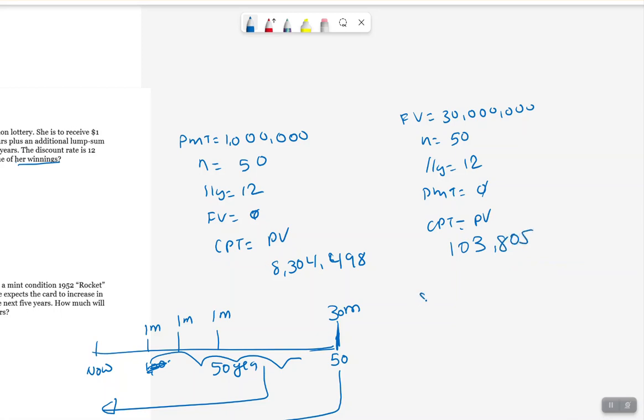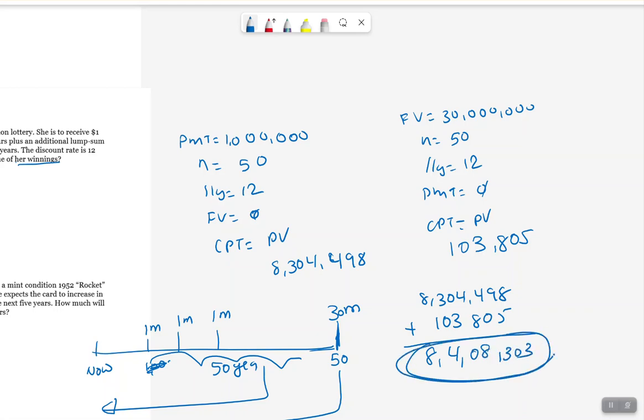Your winning will be 8,304,498, and you're going to add 103,805. If I put it all together, it's 8,408,303. So what is the present value of your winning?